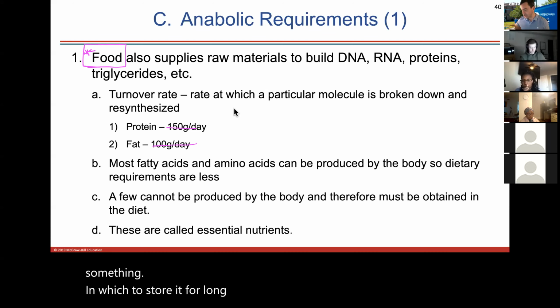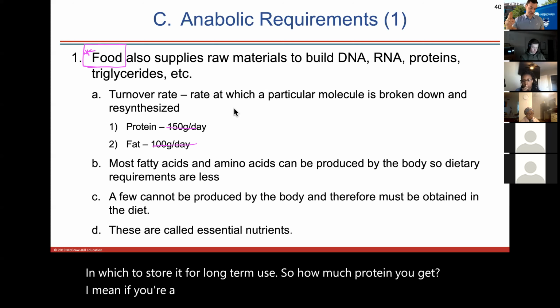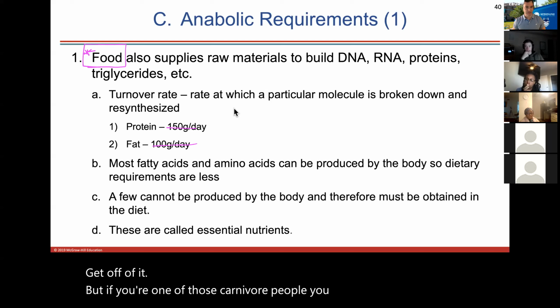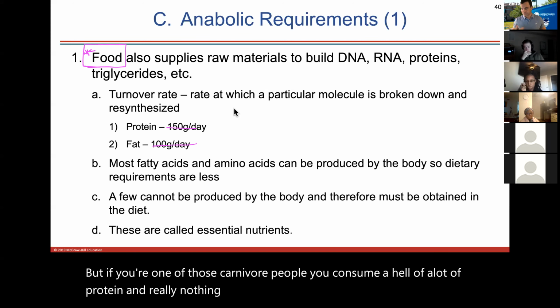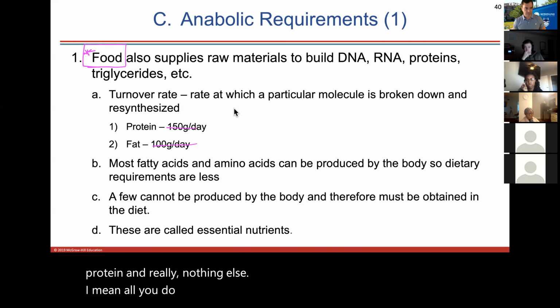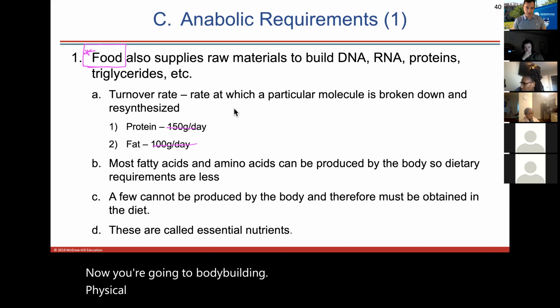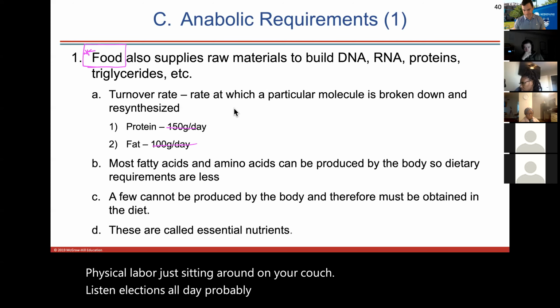So how much protein you get, I mean, if you're a big protein eater, if you're one of those individuals on that carnivore diet, get off of it. But if you're one of those carnivore people, you consume a hell of a lot of protein and really nothing else. All you do is urinate a lot of it out. Unless you're going to be bodybuilding, doing physical labor, you're just sitting around on your couch, listening to lectures all day, probably not the best diet for you.